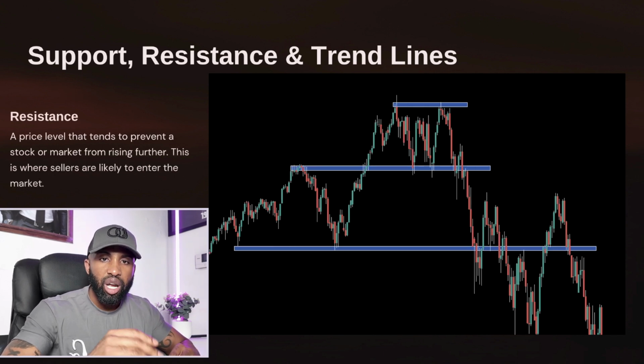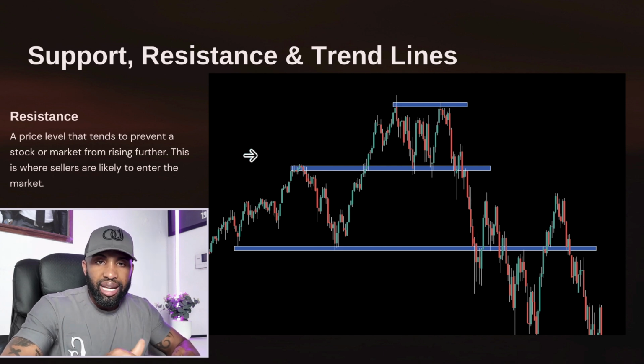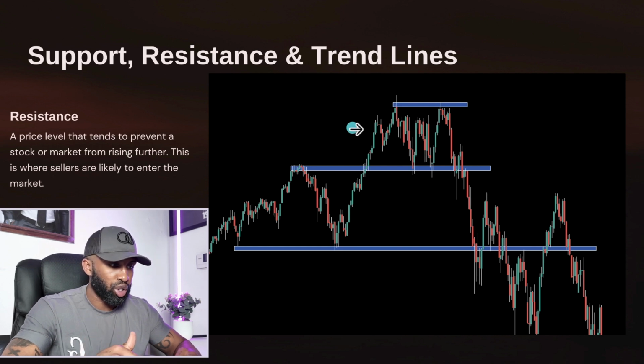We'll go to resistance. Resistance levels are price levels where the price of a pair or an asset is expected to encounter selling pressure and reverse downward. So price hit there and reversed downward, hit there and reversed downward. Imagine them as the ceiling above the price.